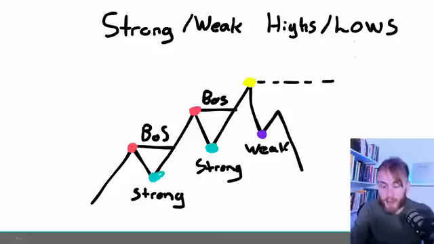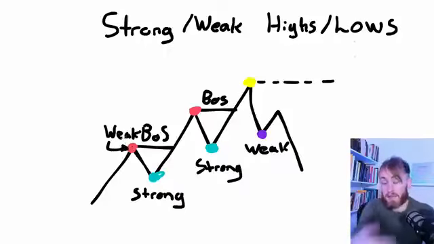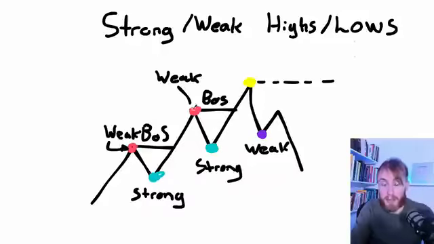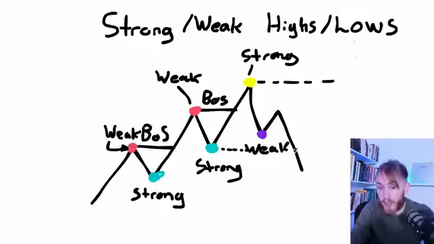So what is the difference here? Well, if we take a close look, we can see that the first one is weak because this point right here failed to break any important structure. This one is also weak because the move that comes from that high didn't break anything significant. However, this one right here is strong. Why is this one strong? Well, because this is the move that was the beginning of the push that pushed below the strong low right here.